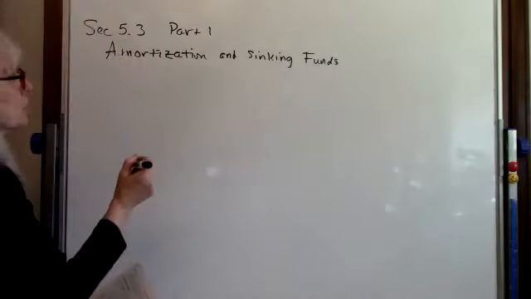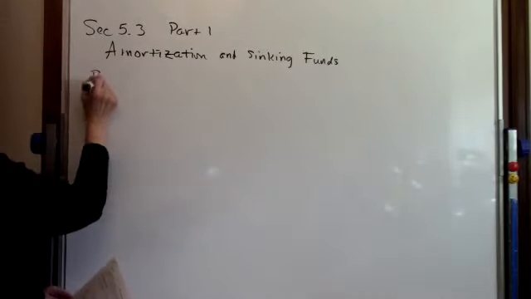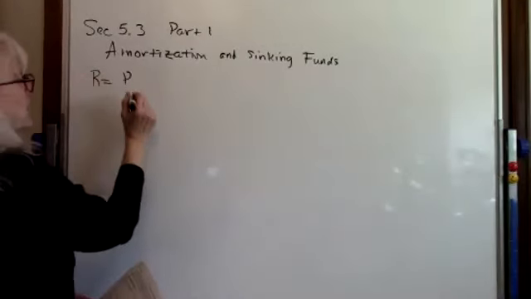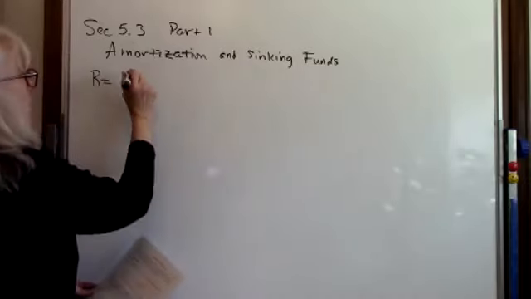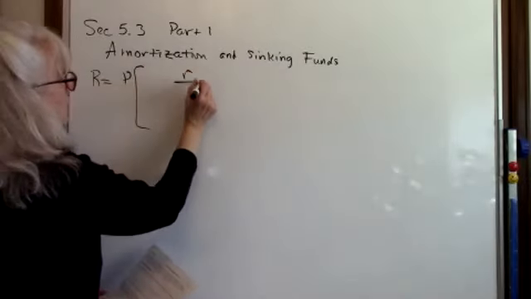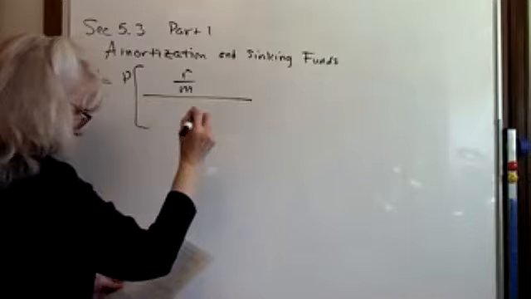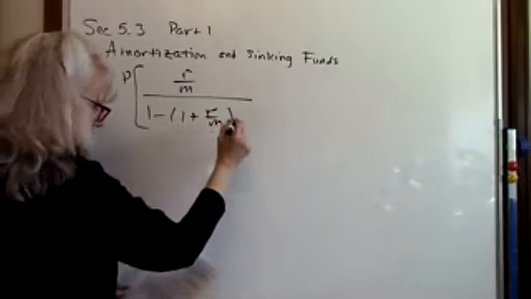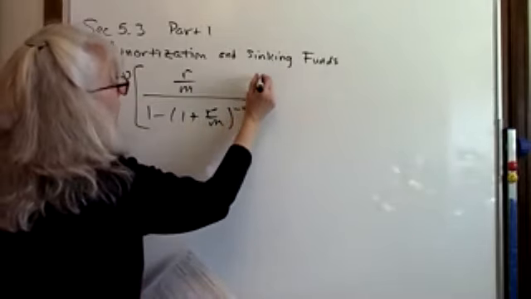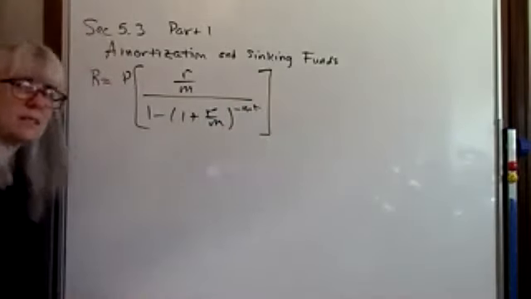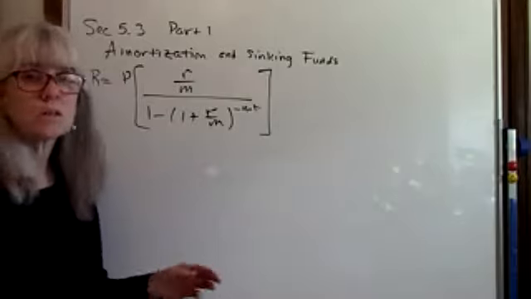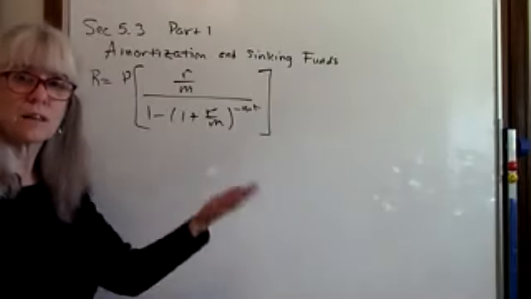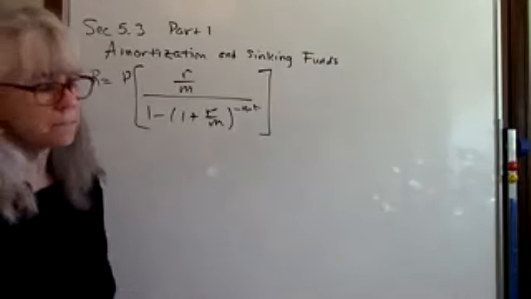So the amortization formula is R, which is that periodic payment, is equal to P, the amount borrowed, the present value of that amount, times r over m, all over 1 minus (1 plus r over m) to the negative mt. Literally, this is the present value of an annuity problem solved for R. So it's identical to the other formula. They've just done the algebra for us.